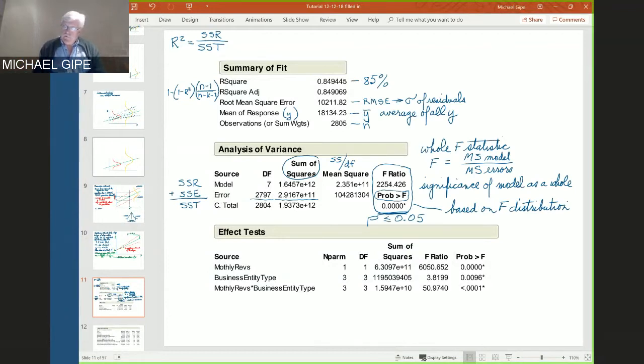So that's the analysis of variance, a very key set of information. The next one is the effects test. Now we're going to look at each of the estimates, the estimates of the coefficients and the intercept. And for the effect test, we're looking just at the coefficients. So what are we doing here? Well, we can do a similar kind of F ratio on each of the individual coefficients, and we call this a partial F test.